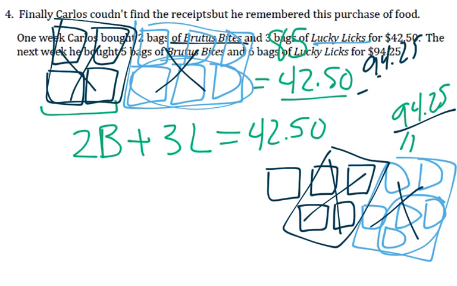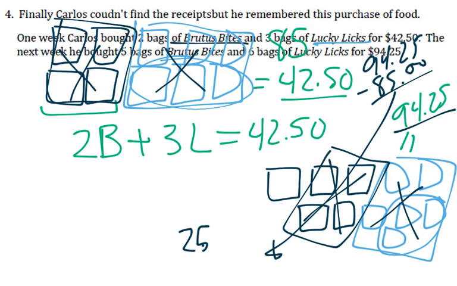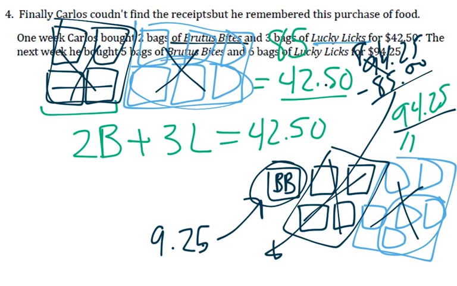We take 94.25 and find the difference from 85, and we get 25 cents, right? And 94 borrow 14, so $9.25 for that remaining bag of Brutus Bites. So once I know how much that one costs, we can go back here and say, well, 2 of those, subtract it from $42.50, and we get that, right?